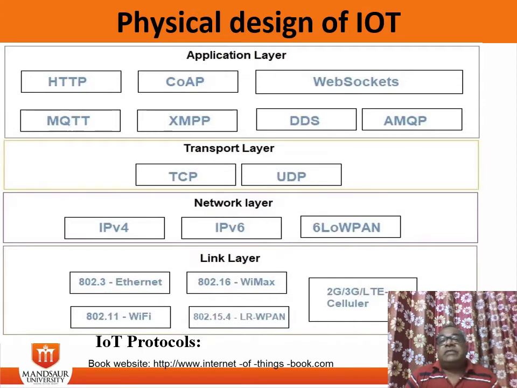Another is 2G, 3G, 4G. These are mobile communications. These are different types of telecommunication generations, and IoT devices based on these standards can communicate over the cellular network. Then we come to the network layer.